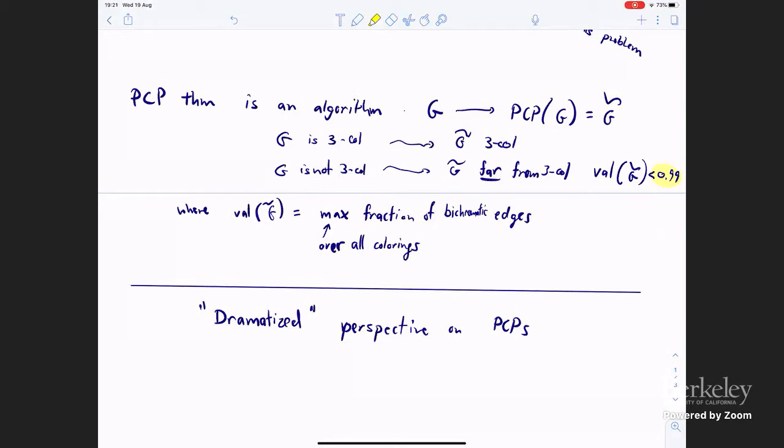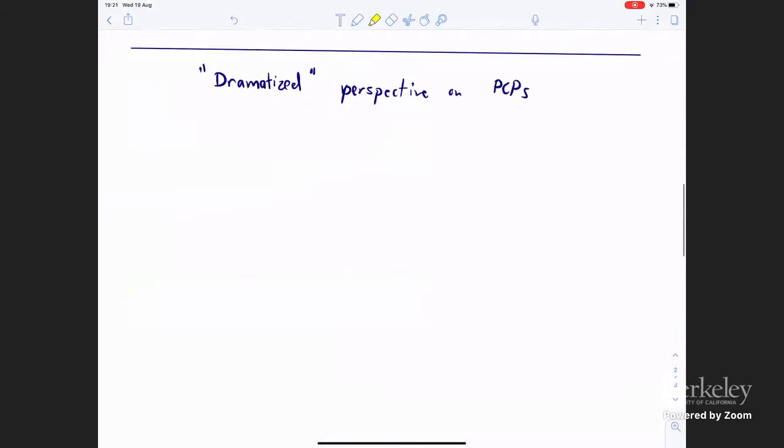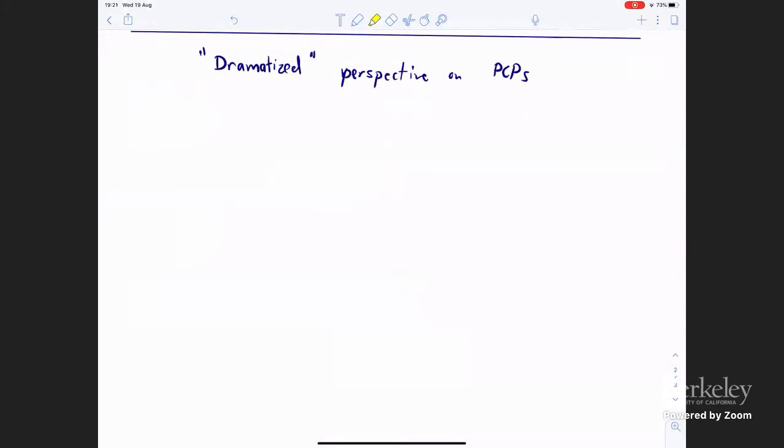So far we talked about graphs, or maybe systems of constraints and their solutions, and how many constraints are being violated or not violated. So this is kind of a mathematical or static view. Now there is a different way to view these things, which is a more personified or dramatized perspective, which is more natural. Sometimes this perspective is very useful. People use it a lot in different areas, and in TCS it's been very useful, specifically in crypto.